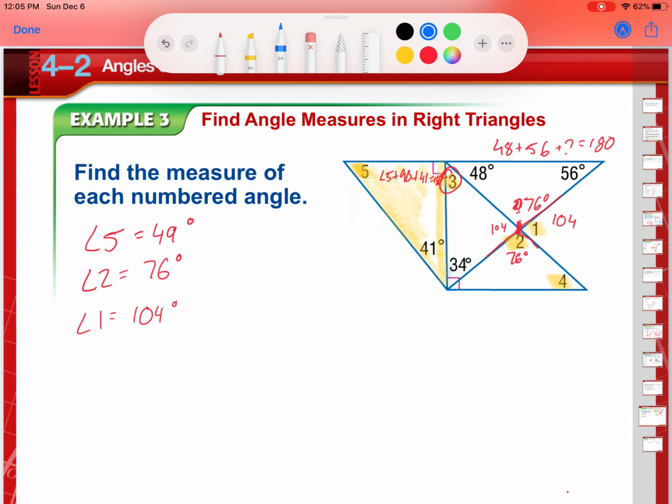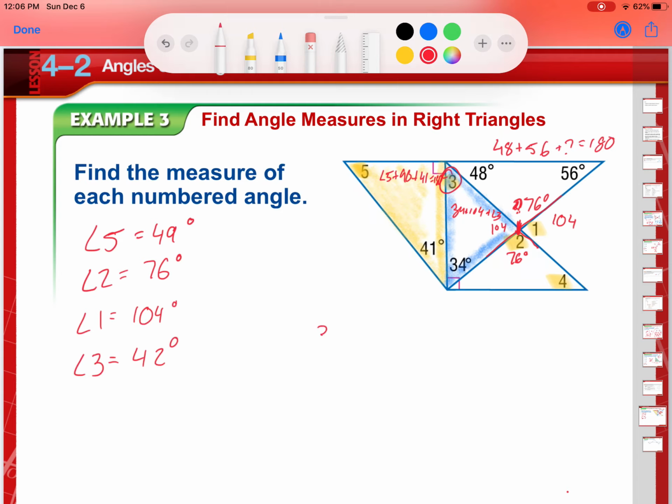Okay, let's actually solve for angle 3 then. So angle 3, so I see this triangle, let me highlight it in blue, just like the last one. So this lovely triangle right here, we have 34 degrees plus 104 degrees. 34 plus 104 plus angle 3 is going to equal 180. So 34 plus 104 is 138, which means the third angle is going to be 42 degrees. So angle 3 is going to be 42 degrees.